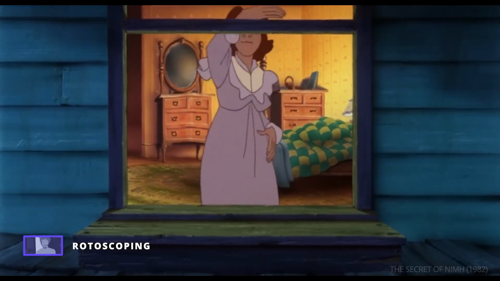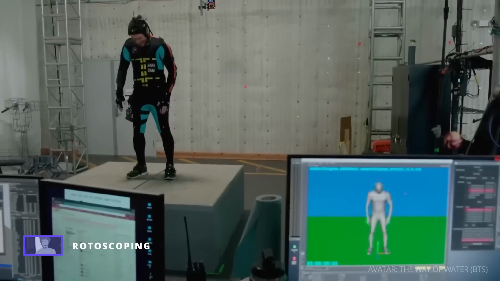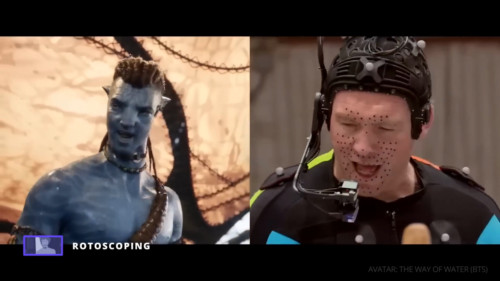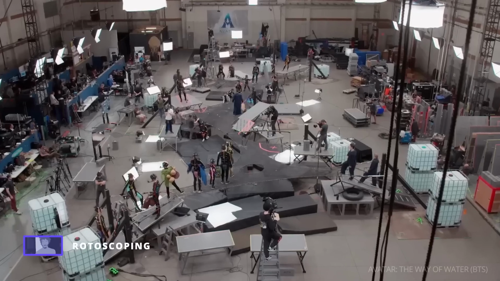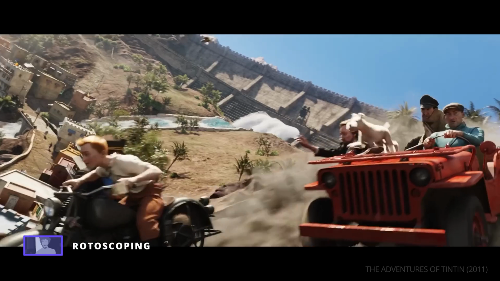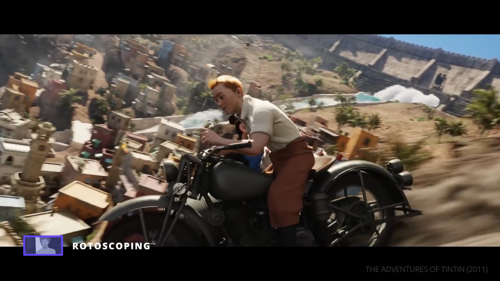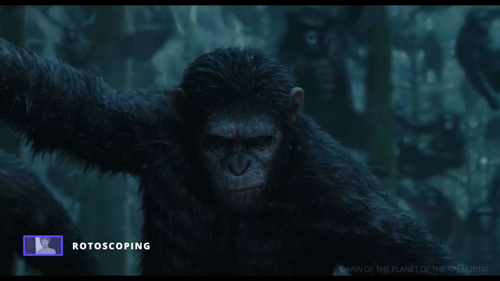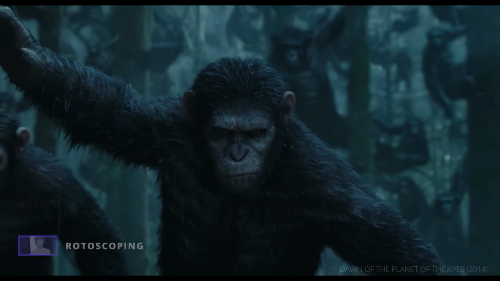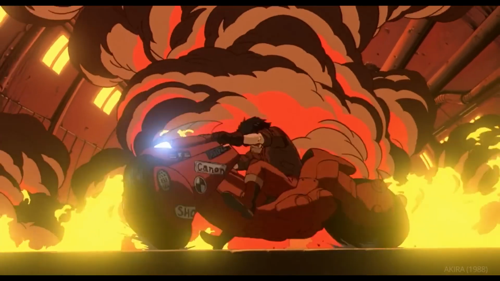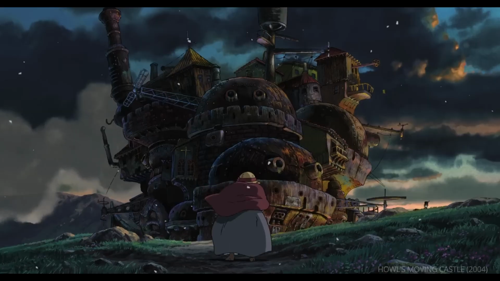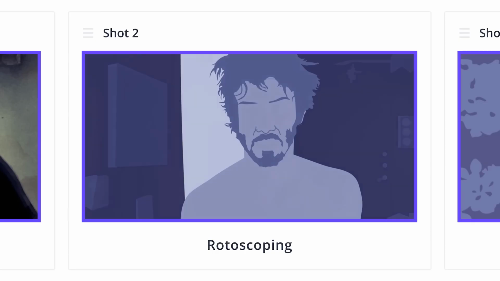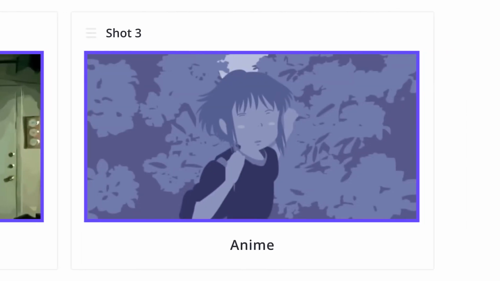Rotoscoping can also be seen as a precursor to motion tracking, which uses its same principles but with more control afforded by new technology. Therefore, rotoscoping has made an indelible mark on filmmaking in animation and beyond. Japan is another animation powerhouse, which leads us to our next topic, anime.